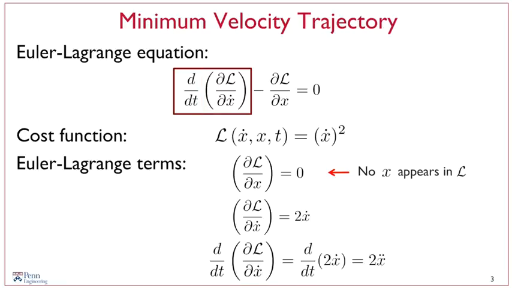Finally, we can evaluate the time derivative of partial L partial x dot. Using the value of partial L partial x dot found in the last step, we see that we need to take the time derivative of 2x dot, which is 2x double dot.